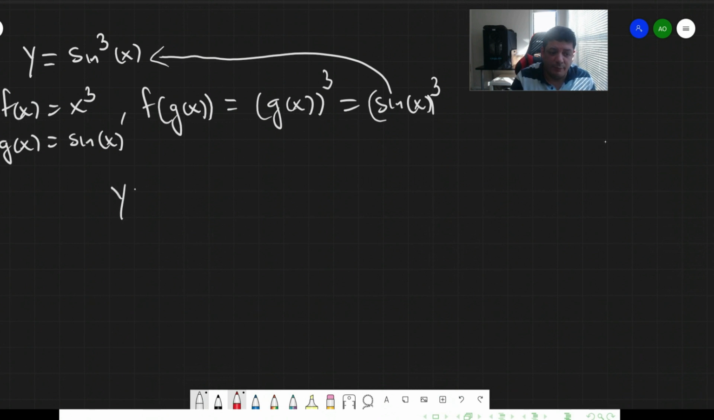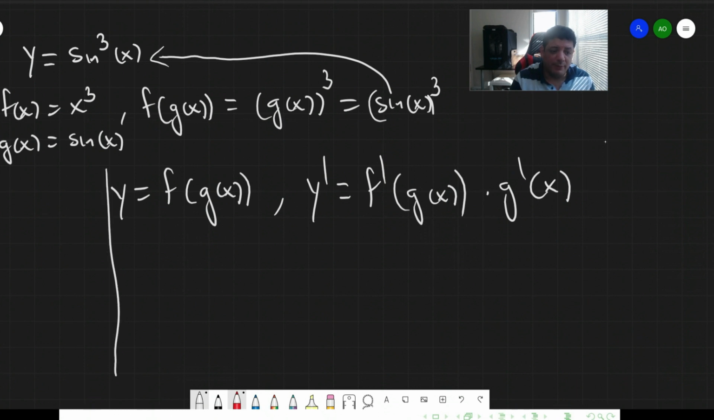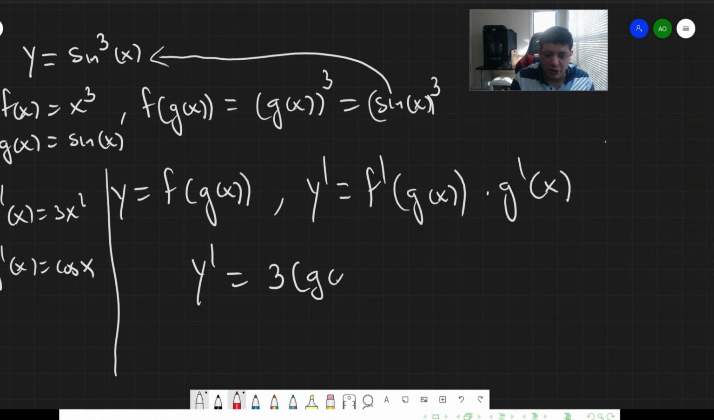Remember, the formula of the chain rule says that if y equals f of g of x, then y prime is f prime of g of x times g prime of x. So since we identified who f and g are, we can very easily find out who f prime is and who g prime is. And so notice that we can go back and do that composition. Now f prime is 3x squared, so we have 3x squared composed with g, so 3 times g of x squared times g prime of x.